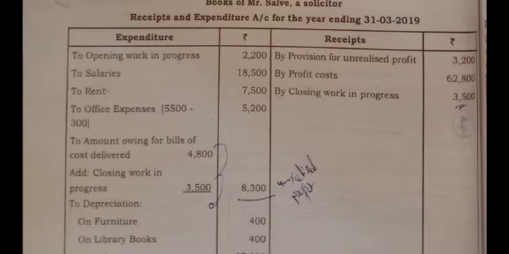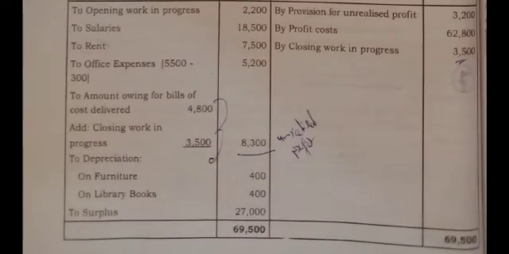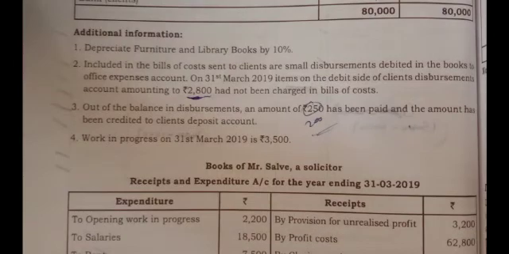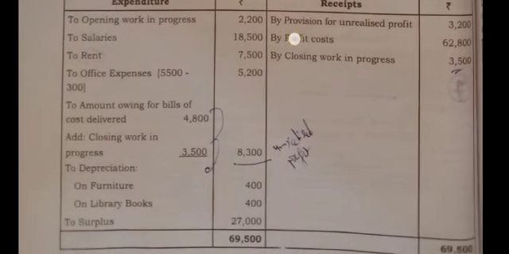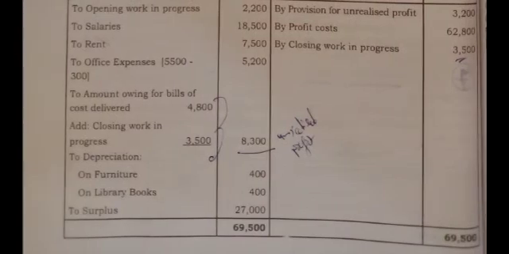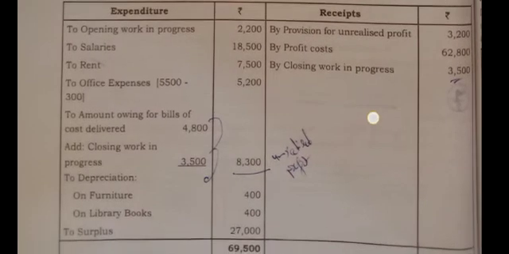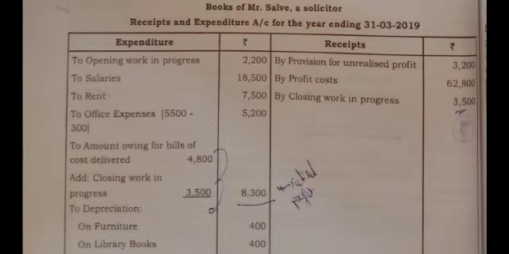Again this amount should be taken on the left hand side of the balance sheet. Okay, next, depreciation on furniture. What are they telling about furniture? If it is 10%, it is 10%, if it is 5%, it is 5%. So they are telling 10%, right? Out of 4,000 into 10 by 100, 400 rupees is the depreciation on furniture. Similarly for library books also 4,000 into 10 by 100, 400 rupees is the depreciation. On the right hand side, provision for unrealized profit, if they tell us it is a provision, that should be shown on the right hand side, 3,200. Again there is profit cost, that is 62,800, that should be shown on the right hand side.